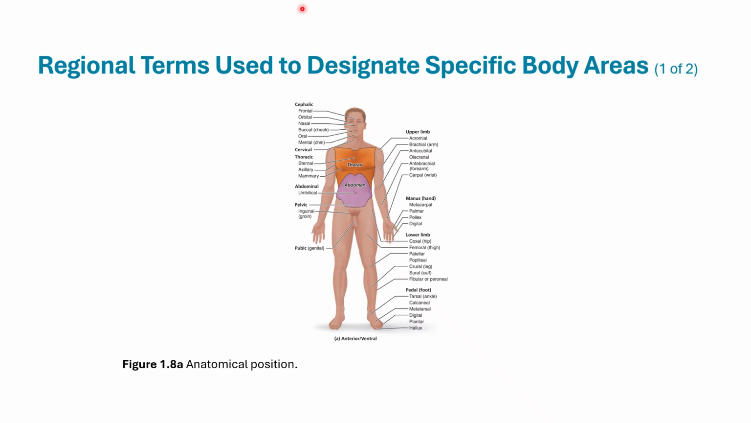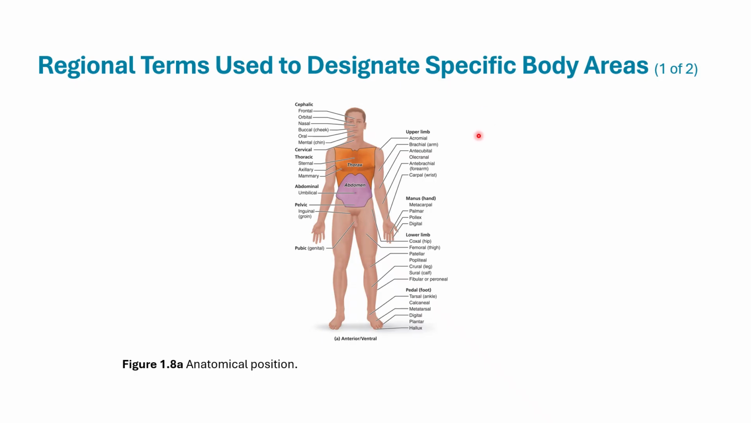The abdominal region refers to the abdomen, so like your stomach area. The abdominal region includes the umbilical area, near the umbilicus or the belly button. The pelvic region refers to the pelvis. The pelvic region includes the inguinal or groin area and the genitalia area.